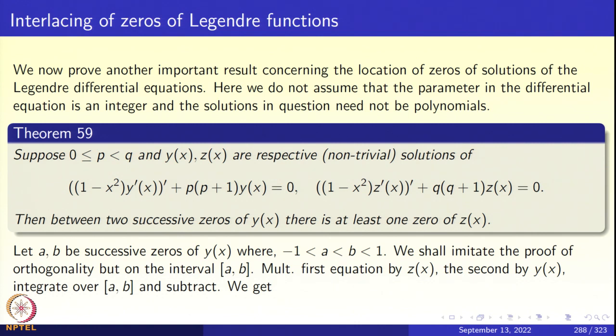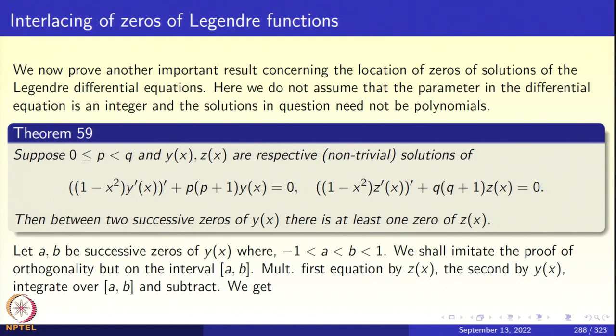Another thing that's going to happen is that I'm going to get p(p+1) integral from a to b y(x) z(x) dx. Here you're going to get integral from a to b q(q+1) y(x) z(x) dx. When you subtract, you're going to get p(p+1) minus q(q+1) times the integral from a to b y(x) z(x) dx. That term survives. And then there will be the boundary terms when you integrate by parts.